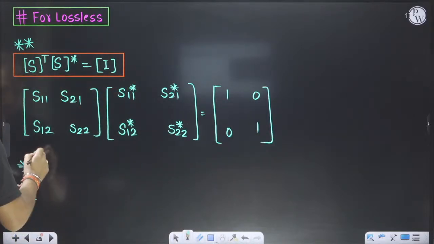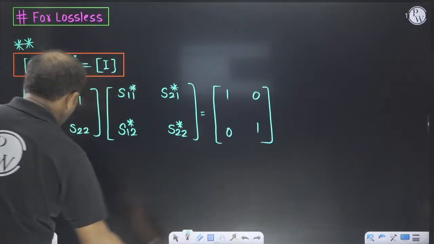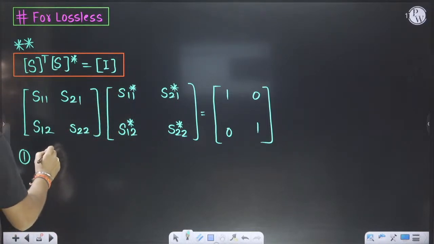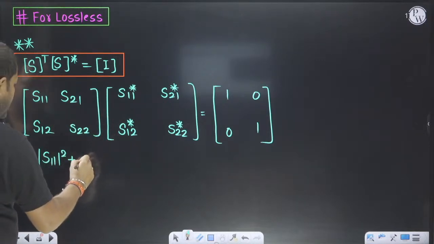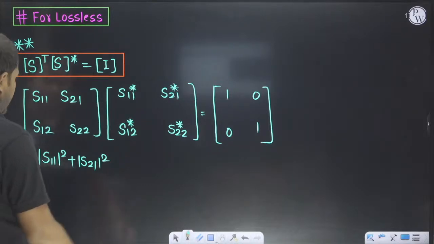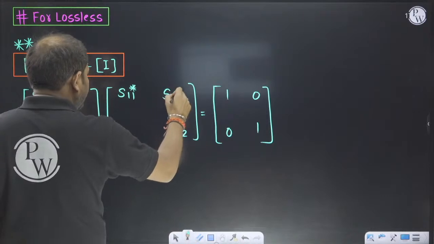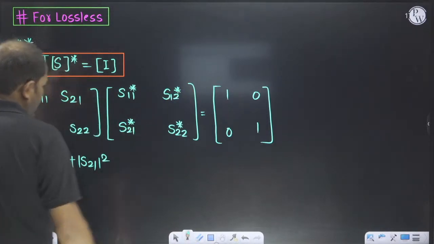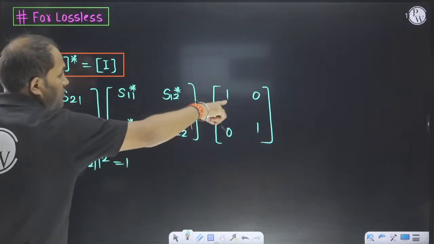So what you will do, first of all, you will multiply and you will get the answer. First row and first column: S11 and S11 conjugate give mod S11 square, S21 and S21 conjugate give mod S21 square. I have written this one wrong, I have applied conjugates only. This is equal to 1. First row, first column, this one is 1.